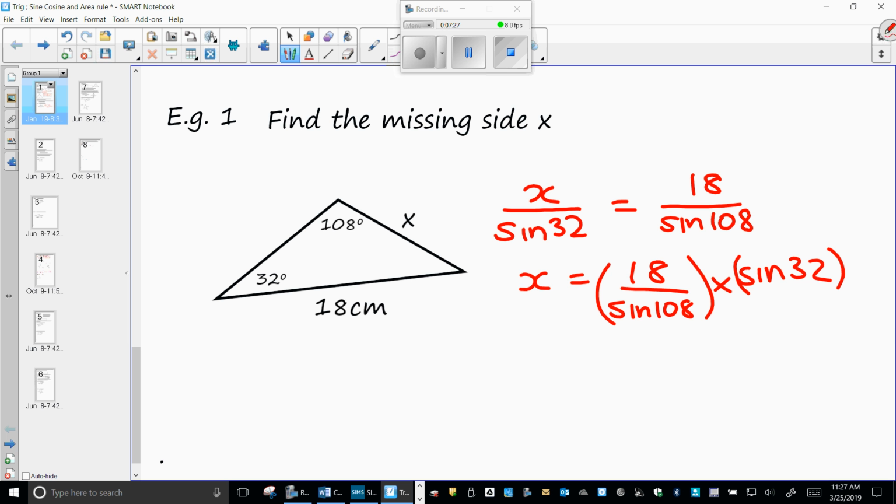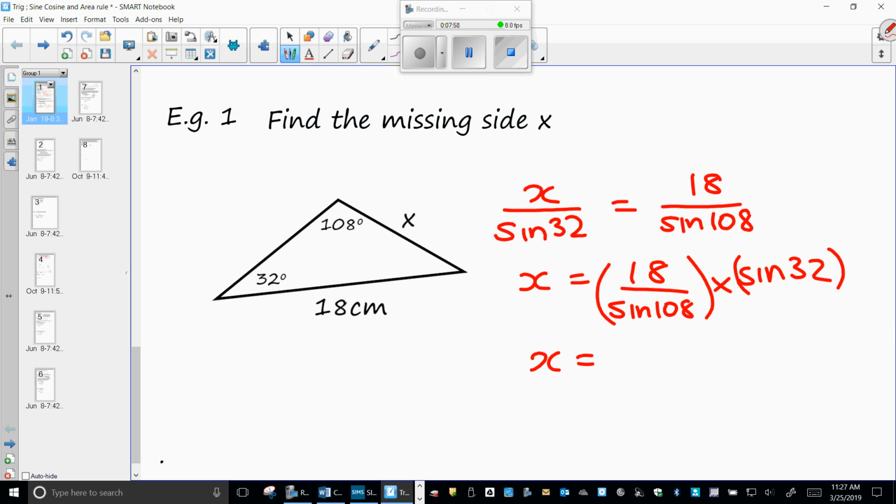Your calculator should know you're multiplying it, but it may say there's an error. And then how do we know it was x over sine 32? So we're trying to find this length, and we know that the rule tells us that if you're trying to find this length, you're going to divide it by the sine of the angle opposite it. Is everyone good? Did anyone put this in their calculator and tell me what the answer is?